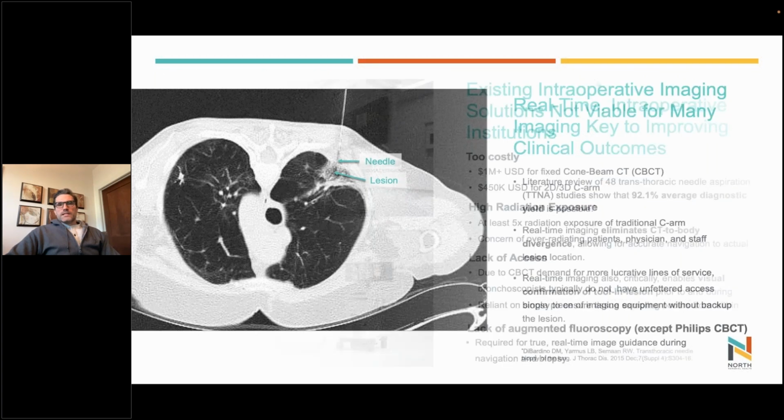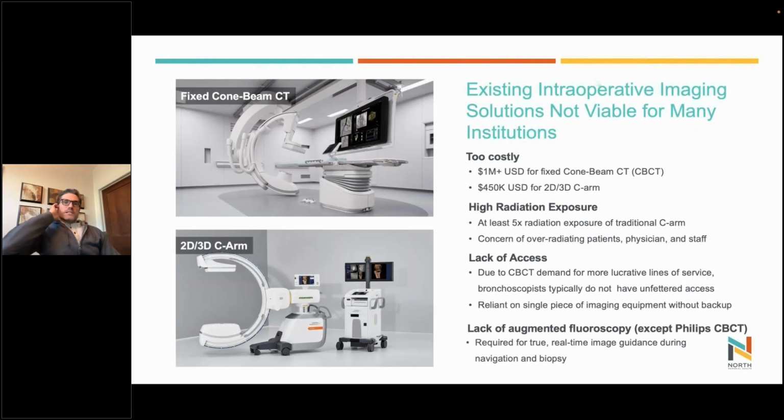So what can we do about things like that? Well, there are some existing intraoperative imaging solutions. There are fixed cone beam CTs, and there are also 2D/3D C-arms that are available. Those are solutions. They've been shown to be helpful. Some of the problems are up front: they're extremely expensive. Fixed cone beam CTs are in the $1 million+ range. The 2D/3D C-arms are in the $500,000 range.